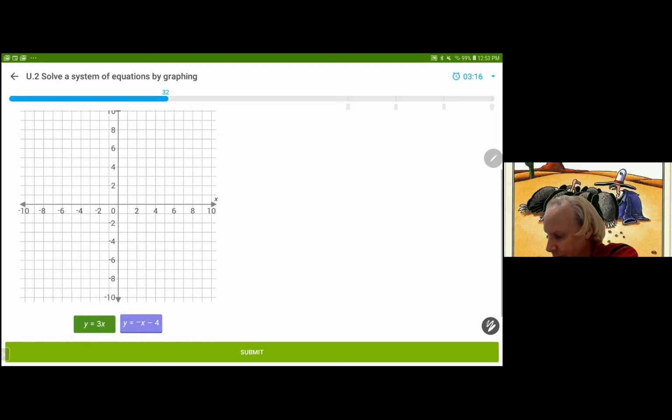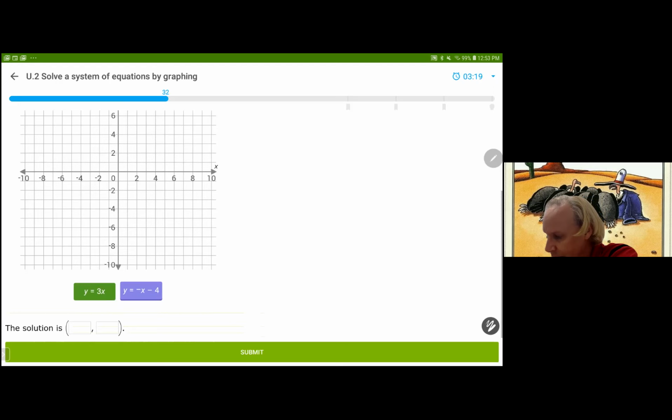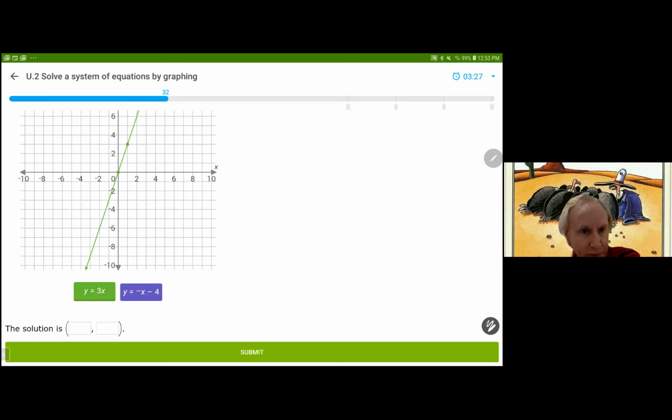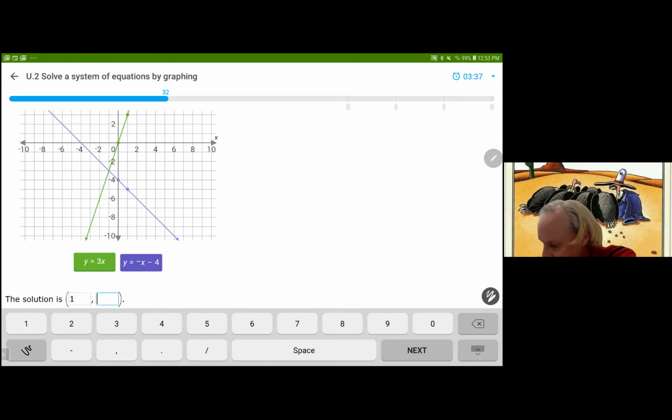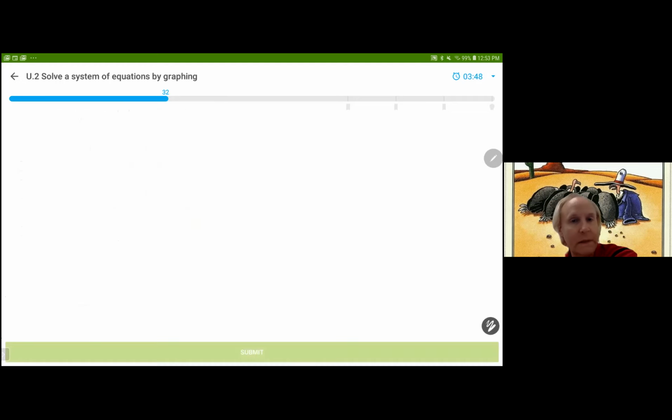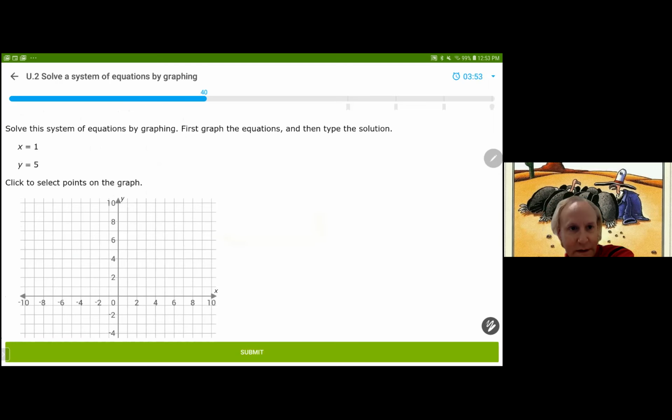All right, so we've got y equals 3x. That goes through 0, 0 and has a slope of 3. My blue one, or purple one, goes to 0, -4 and has a slope of -1. And it looks like my intersection is at 1, -3. Oh, how about -1? Keep doing that. -1, -3, and sure enough, it's the correct answer. Again, it's easy to make an error on reading your numbers.